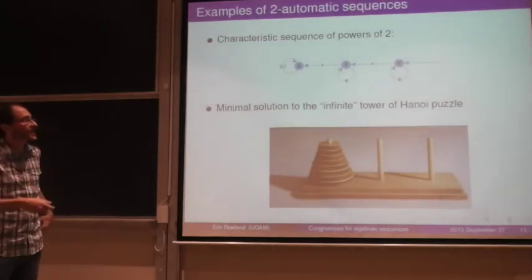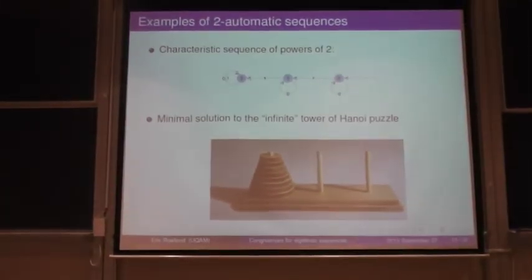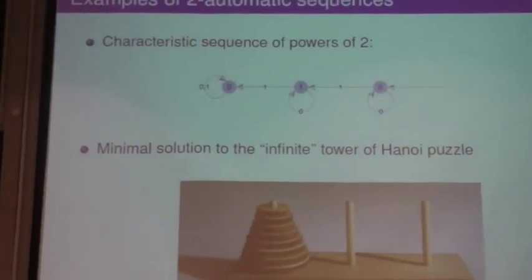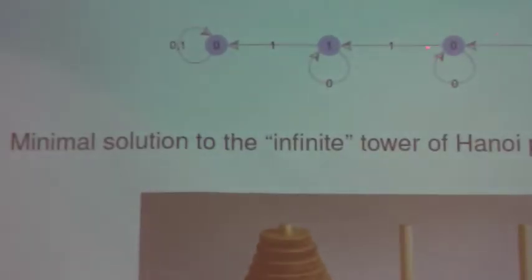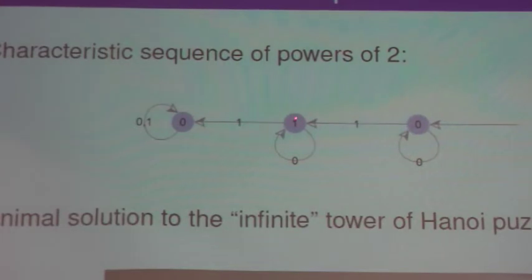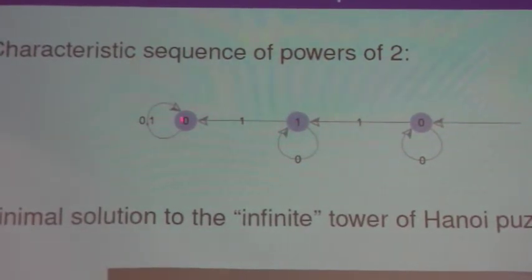The characteristic sequence of powers of 2. We've already sort of seen this. But again, if you want to detect whether a string of 0s and 1s represents a power of 2, you're reading a bunch of 0s. As soon as you see a 1, that's fine if that's the end of the word. But if you see another 1, then it's not a power of 2 anymore.